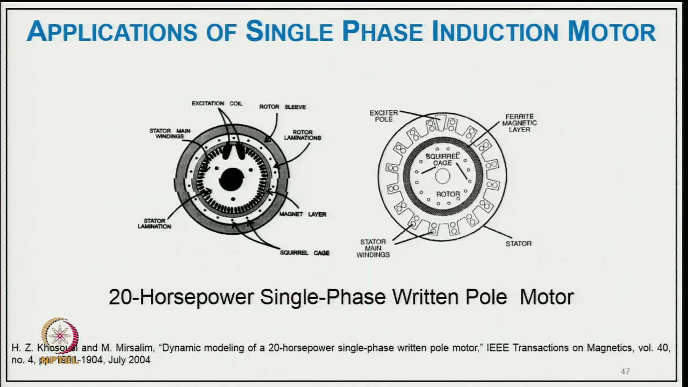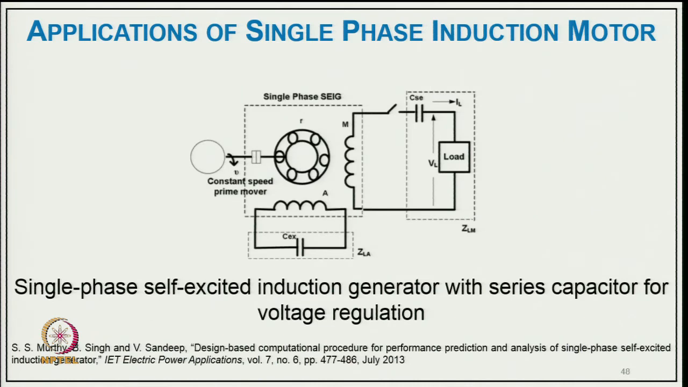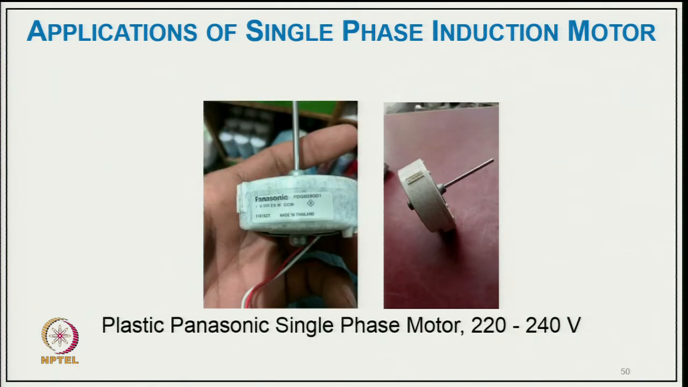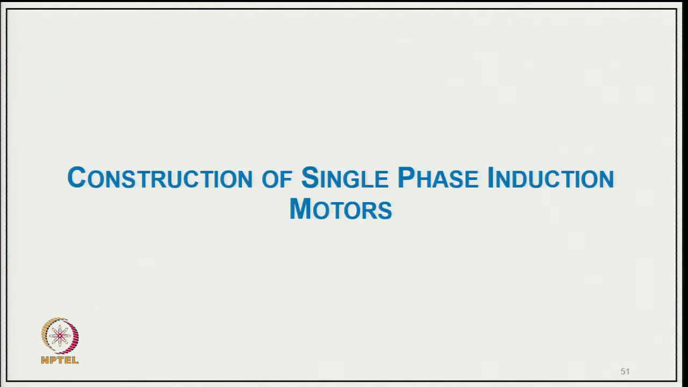then rotary compressor, then 20 horsepower single phase motor, then single phase self excited induction generator with series capacitor, then electronic load control for constant frequency operation and voltage regulation of a small single phase induction generator, then Panasonic single phase motor with 220 to 240 volt. Now, these are some of the applications.